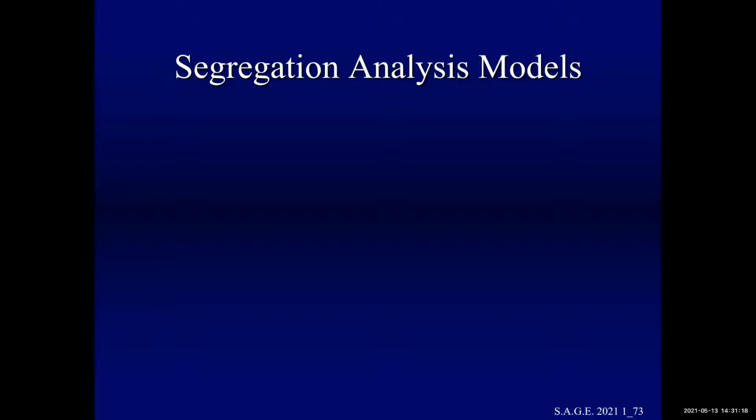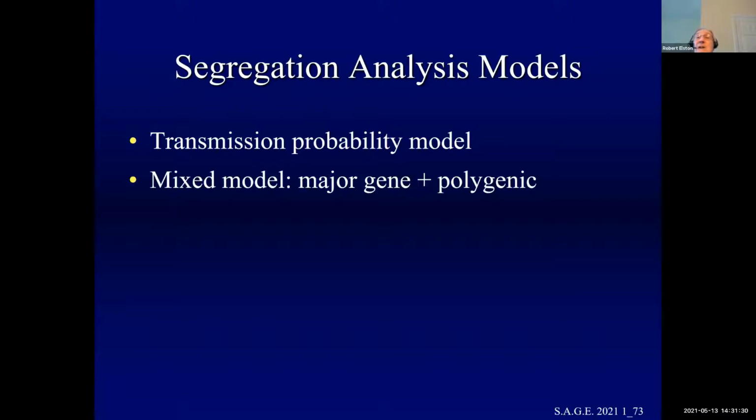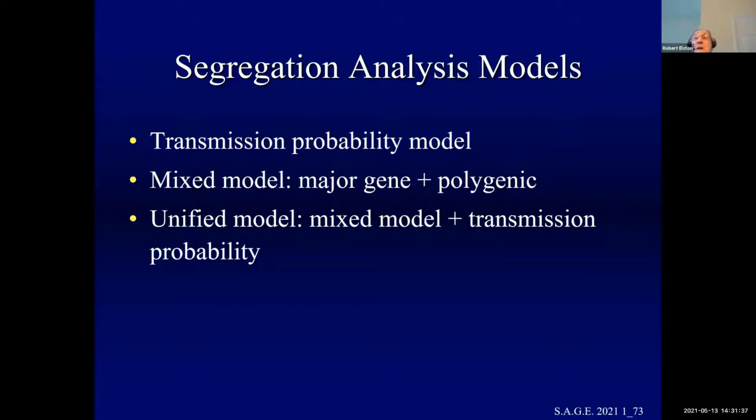Okay. So let us consider various segregation analysis models. First of all, there's the transmission probability model, and then there's the mixed model, major gene and polygenic. And these were unified, making the mixed model and transmission probability model. They were unified by Lalouel back around 1983.